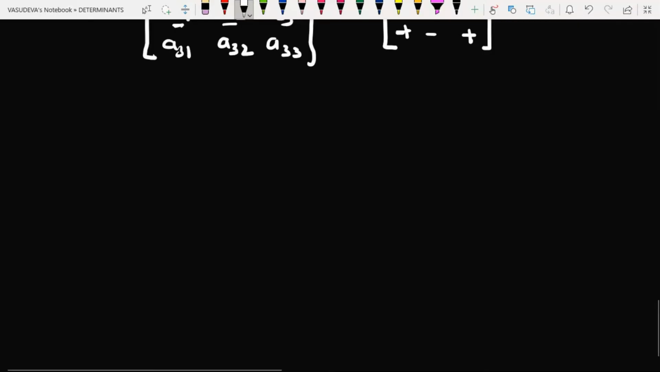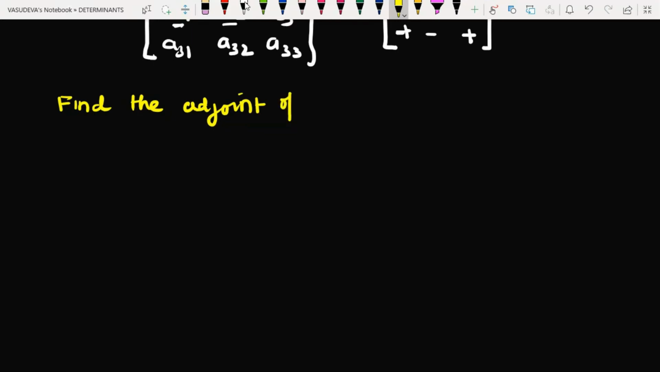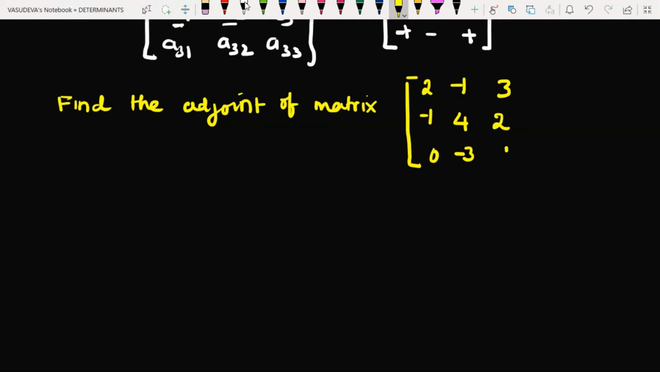So now consider one problem. Find the adjoint of the matrix of order 3: 2, minus 1, 3, minus 1, 4, 2, 0, minus 3, 1.